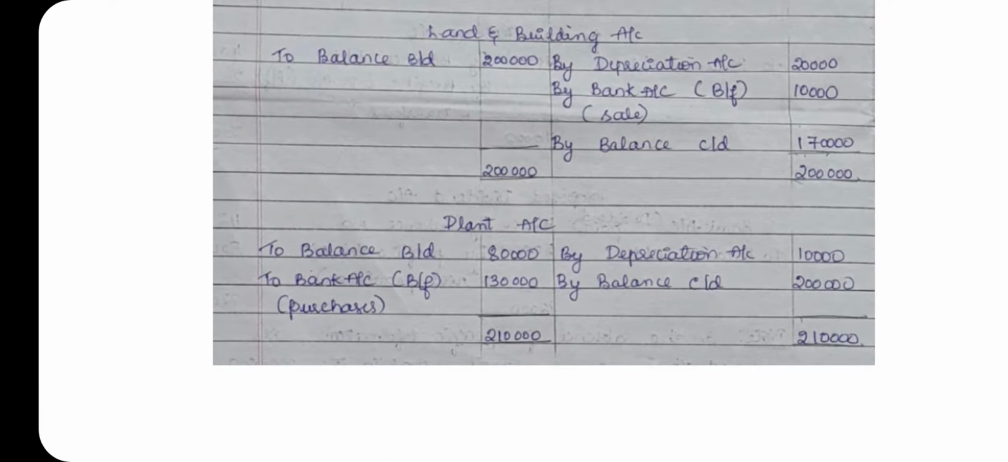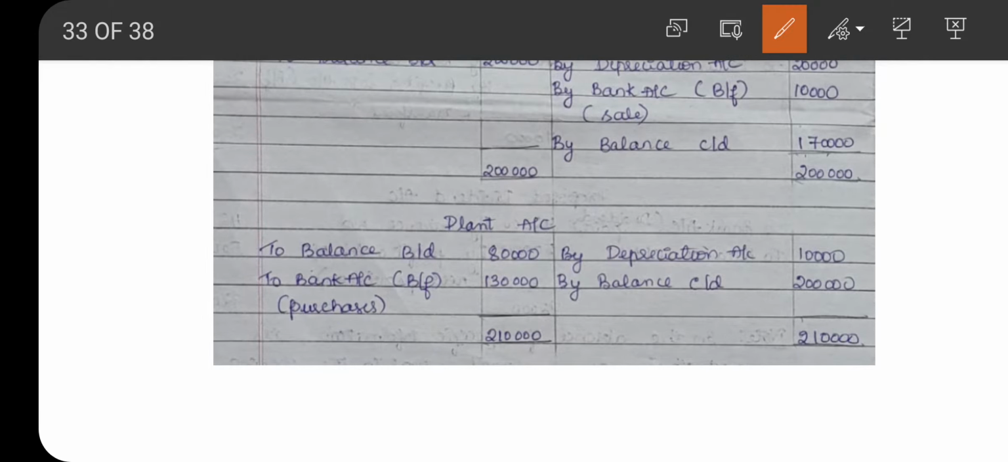Next we are preparing plant account. Again relating to plant account, we are having only 3 information: opening balance, depreciation and closing balance. So we are writing the first item, that is to balance brought down, opening balance 80,000. By depreciation account 10,000, the depreciation is given in the problem, and by balance carried down 2 lakh. The closing balance is also given in the problem.